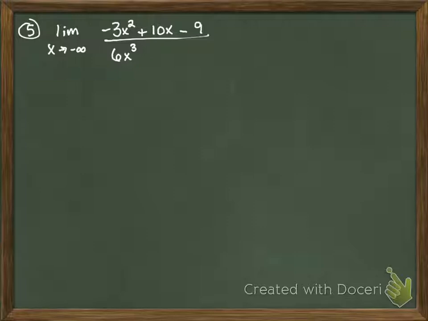Okay, here's number 5. The limit as x approaches negative infinity of this big polynomial here, scary guy, 3x squared plus 10x minus 9 over 6x to the third plus x plus 10.